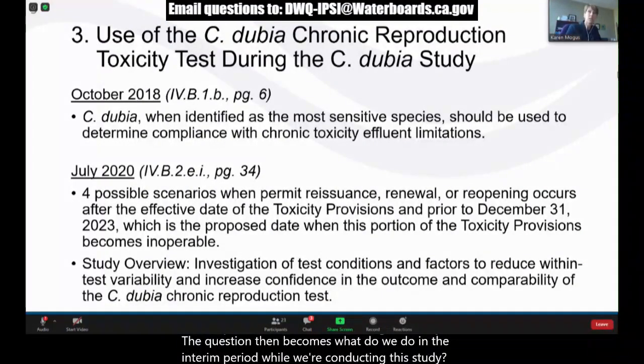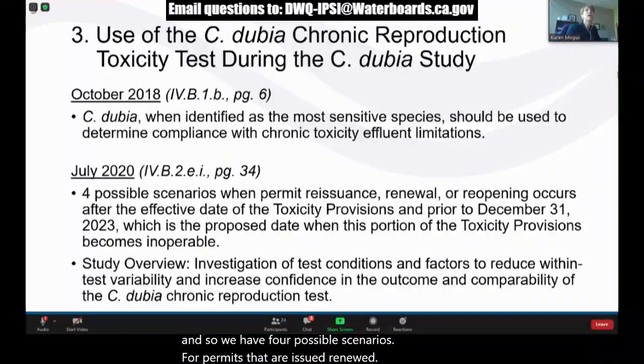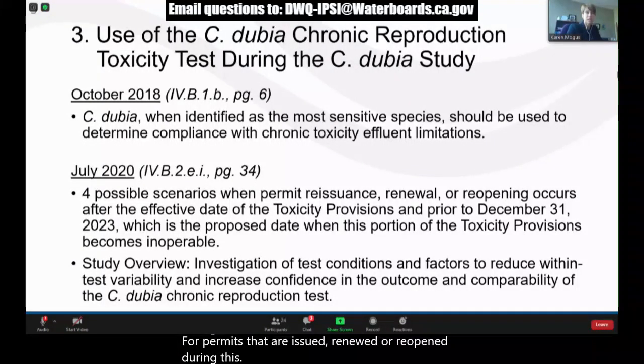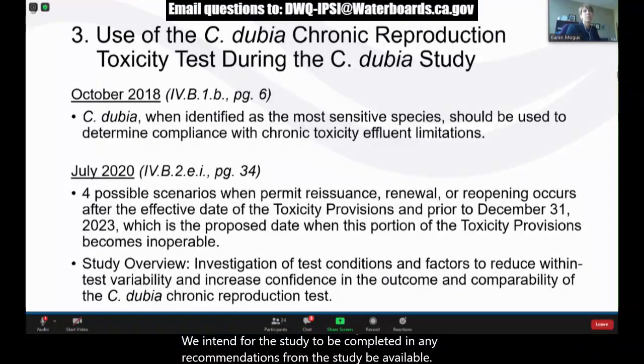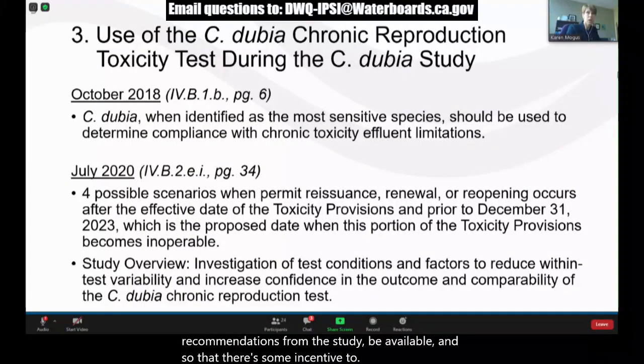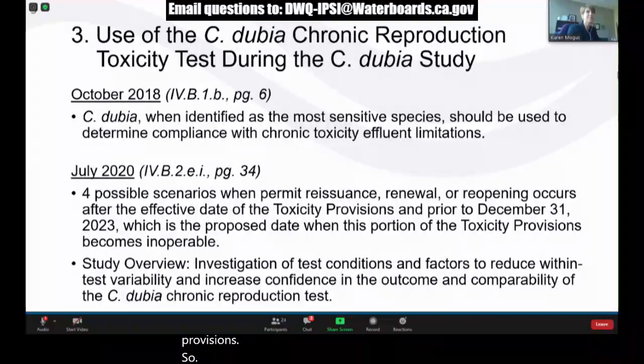And so we have four possible scenarios for permits that are issued, renewed, or reopened during this time frame between the beginning of the study, which we're getting ready to send kickoff letters shortly, until December 31st of 2023, which is the proposed date when this portion of the toxicity provisions would become inoperable. In other words, we're putting a date into the provisions of December of 2023 by which we intend for the study to be completed and any recommendations from the study be available. And so that there's some incentive to complete the study and not be continuing to work on the provisions for the next 16 years.